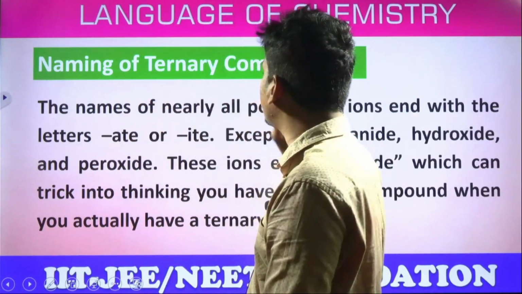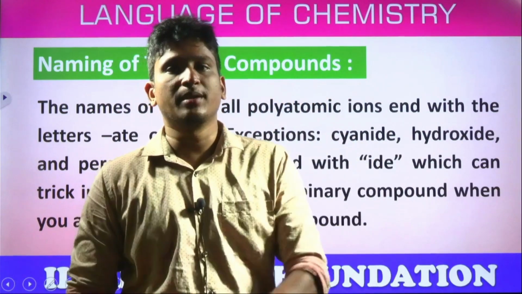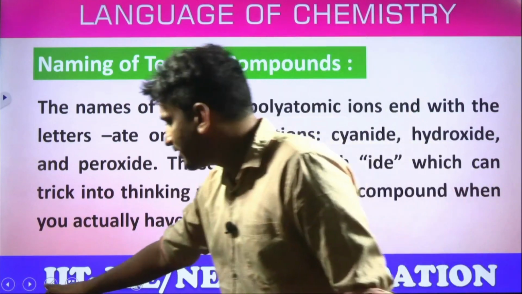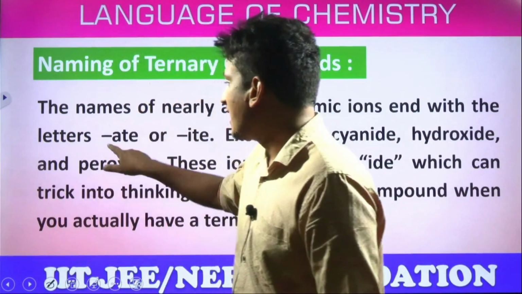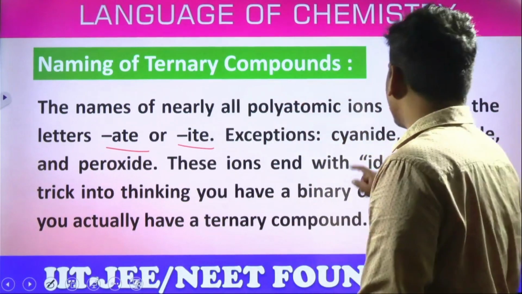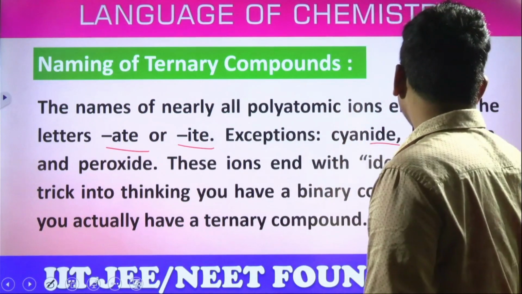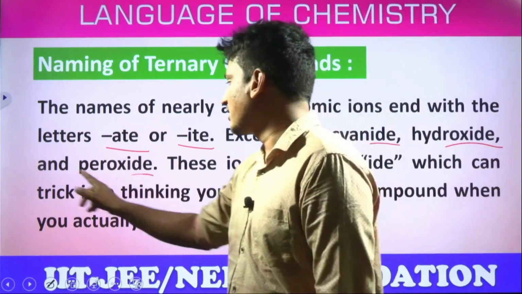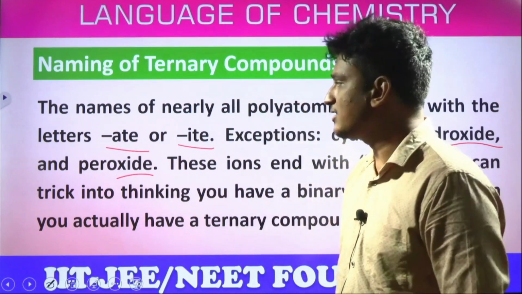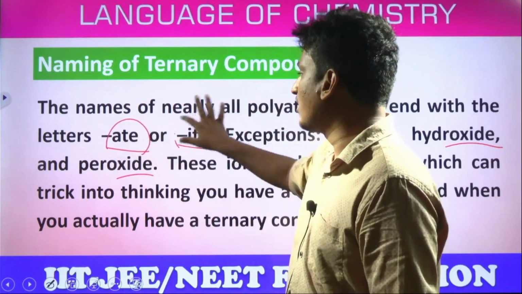Next, naming of the ternary compounds. Ternary means 3. If a compound is made up of 3 elements, mostly it contains oxygen. So most of these compounds, students, should end with ate or ite. But there are some exceptions like cyanide. This is CN minus. Cyanide ends with ide. Hydroxide also ends with ide. Peroxide also ends with ide. Superoxide. There are certain exceptions, but in general, the majority of ternary compounds end with either ate or ite.